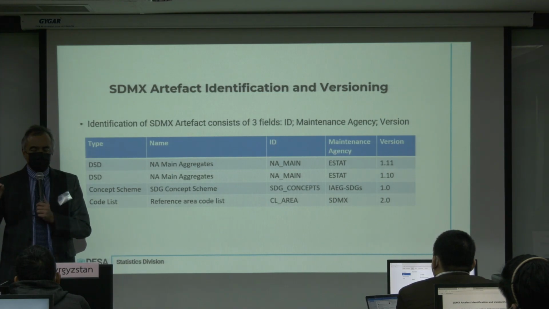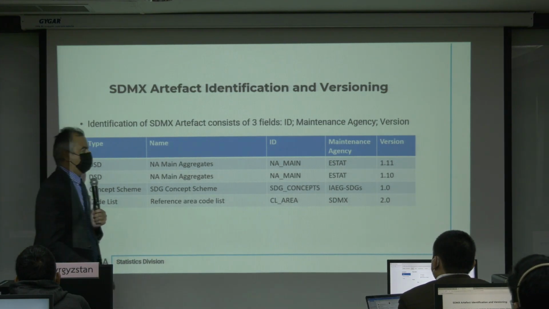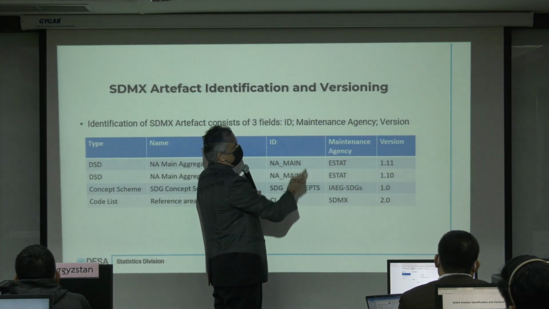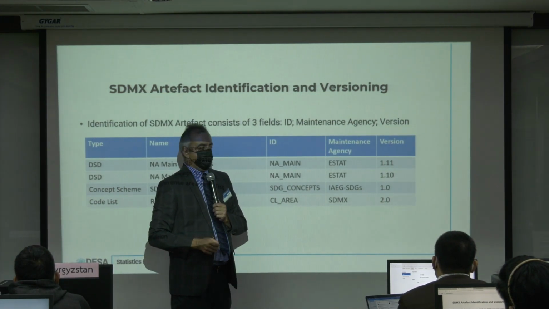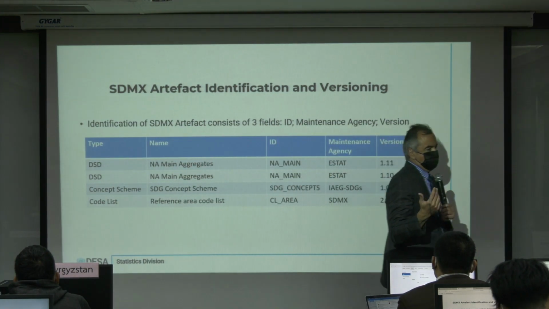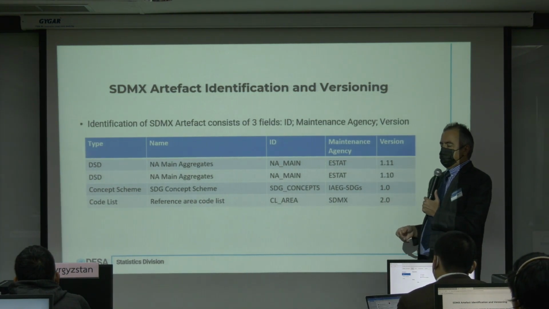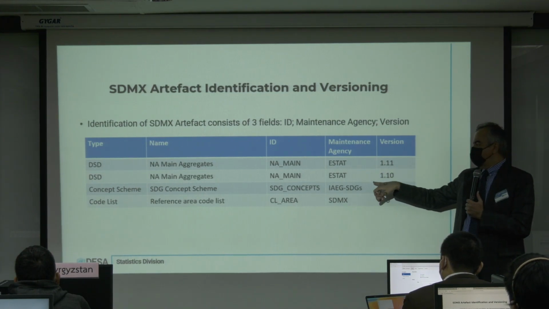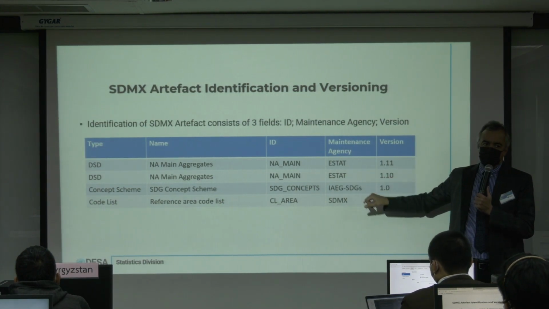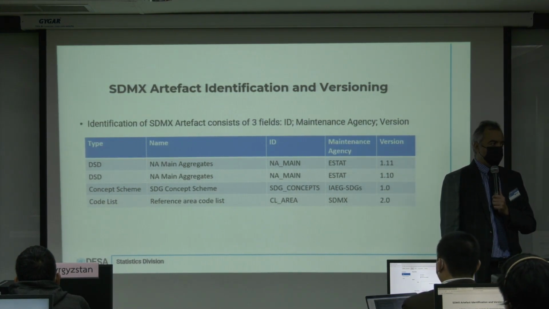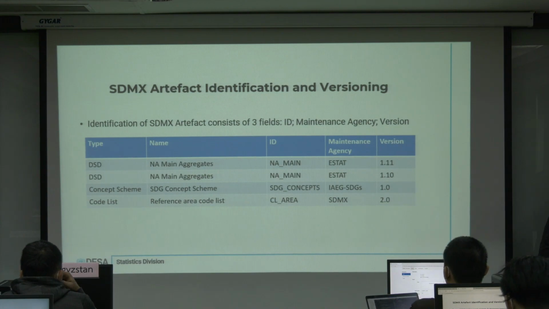But the point is that if you want to make changes to the global reference area code list, you must take ownership of that. You must say that the maintenance agency is not the IGSDGs, but the TNSO. And then you can keep the same ID as long as you change the agency, it will make sense. And then you can assign the same or a different version. The point is, you change the maintenance agency to your own, you're creating a new artifact which you own and you maintain. And that is what you must always do whenever you update any artifact.